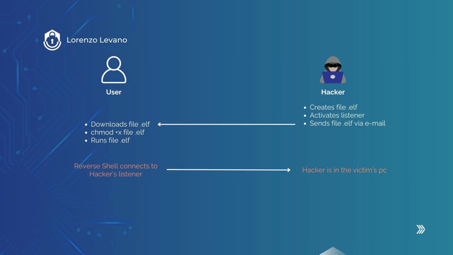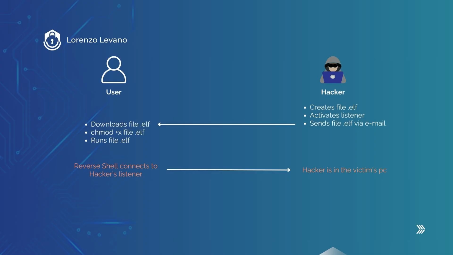Unlike a traditional connection where the attacker reaches out to the victim, here the victim calls back to the attacker. So this technique is very effective because many firewalls and NAT configurations block incoming connections but allow outgoing connections, which is exactly what a reverse shell relies on. Let's now walk through the attack procedure using this diagram.